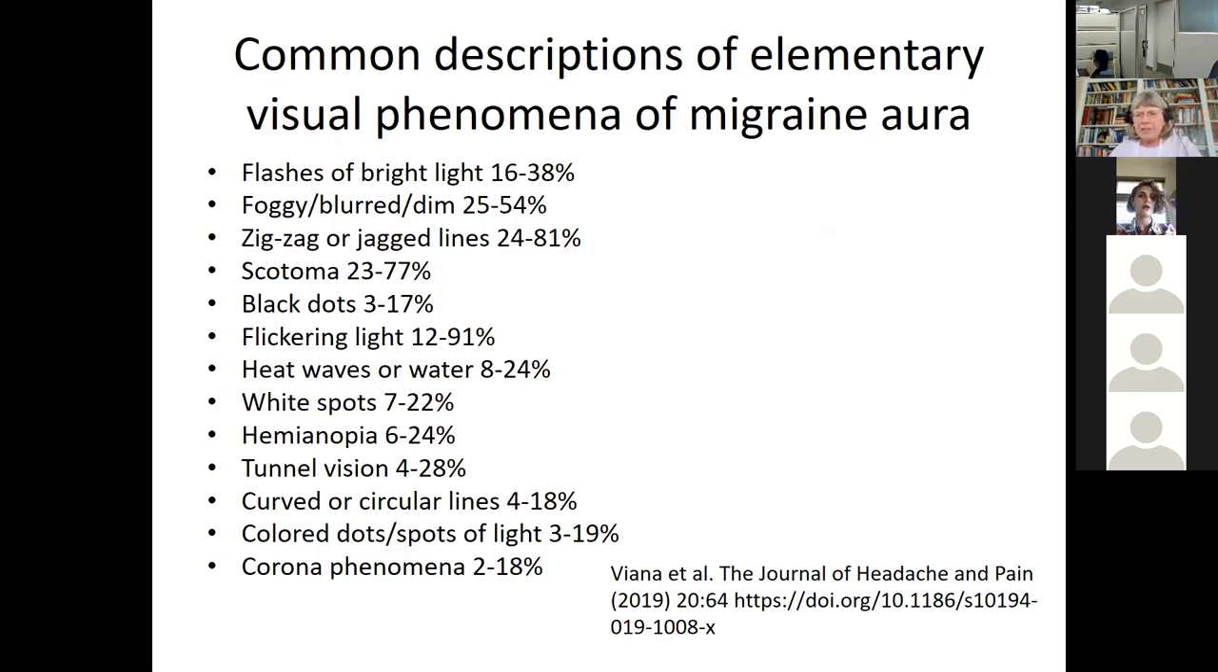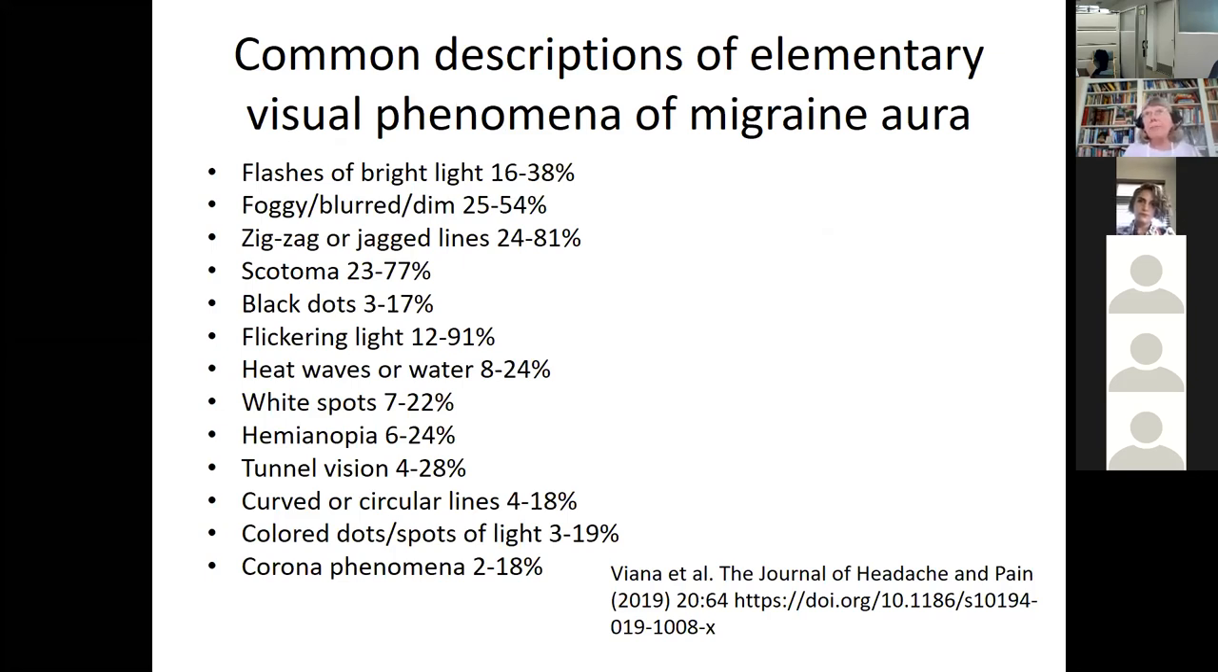Now, there have been studies that have looked at what kind of phenomena really occur with individuals by using diaries and things like that. Flashes of bright light are seen anywhere between 16 and 38% of the time of the aura. Foggy, blurred vision. Blurring seems to be a very common symptom, and blurring alone is not an aura. Zigzaggy, jagged lines are pathognomonic, usually of migraine with aura. Scotomas can occur from other things, but scotomas are very common in migraine, so are black dots. Flickering lights, a sort of feeling like there's a fan in your peripheral vision, very common symptom in a lot of people.